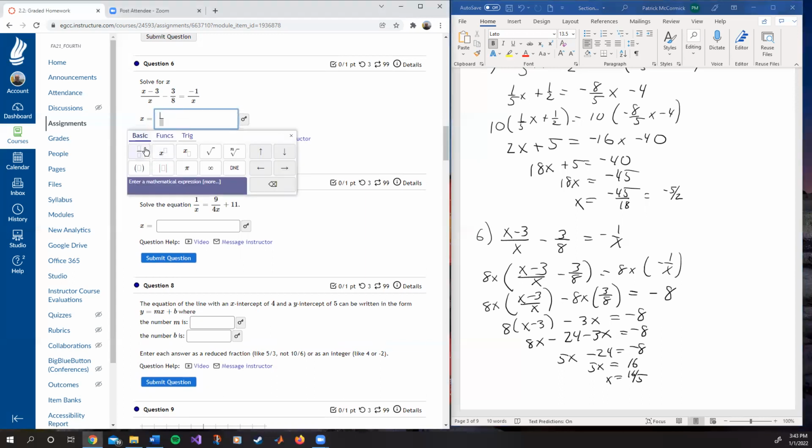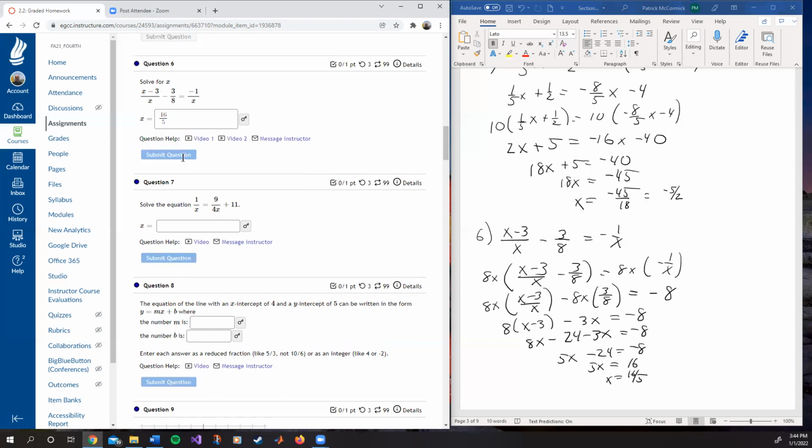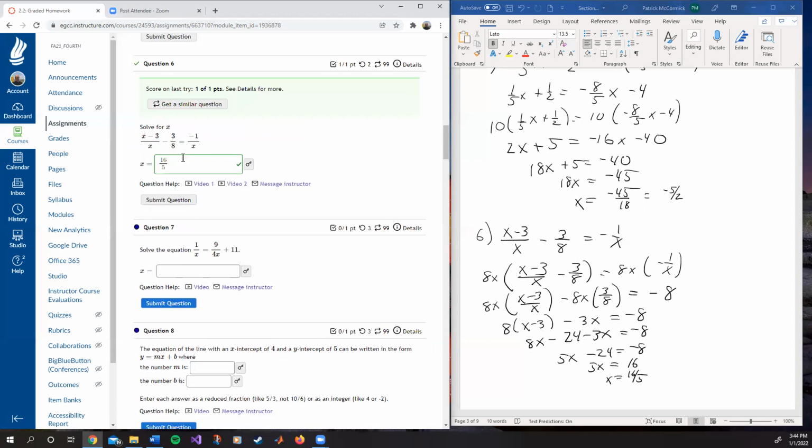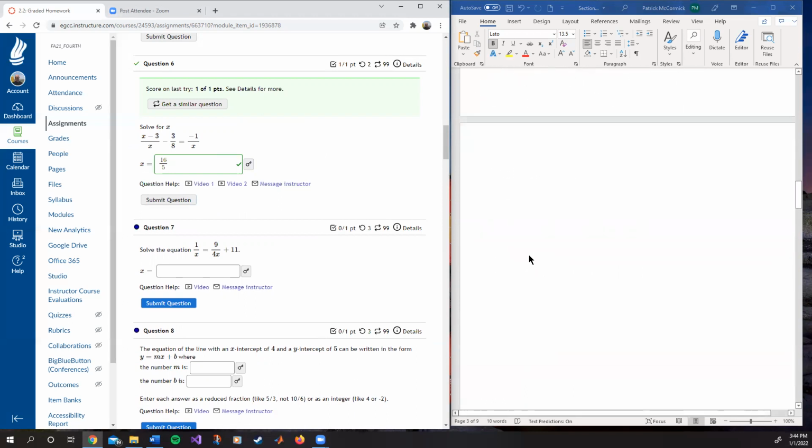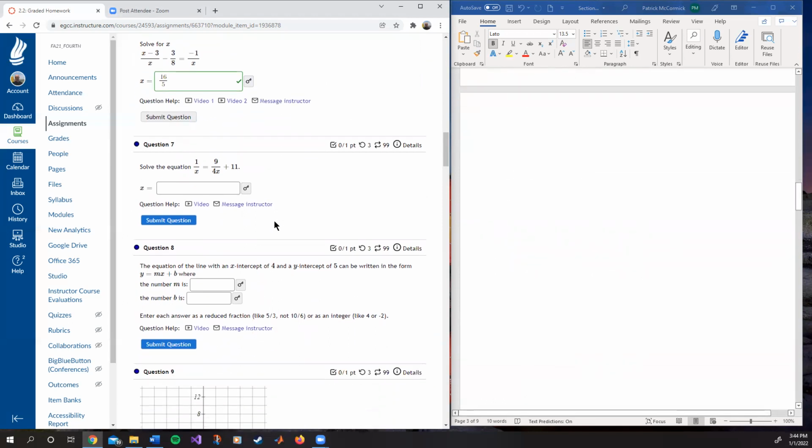Again, these are not really difficult. However, there's a bunch of steps, and if you mess up one step you get the problem wrong. So really look these over if you're following along, and then ask questions, right? I'm here to help, so please ask questions. All right, let's look at number 7.